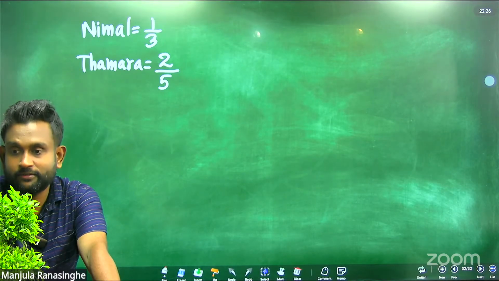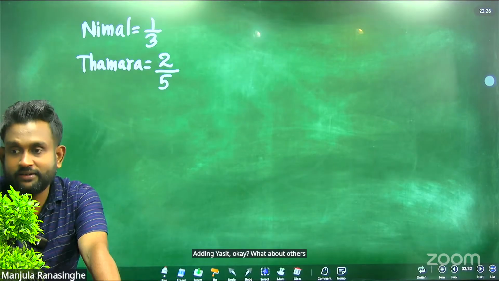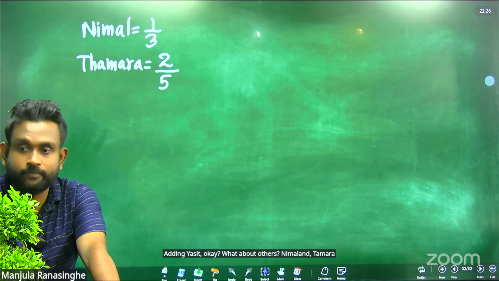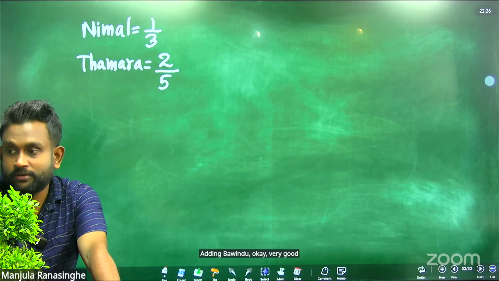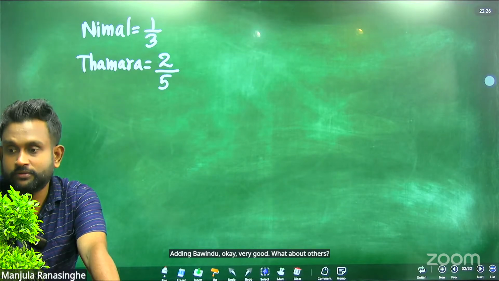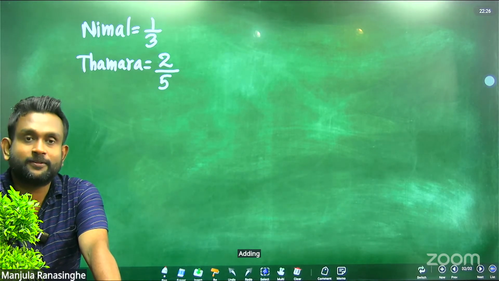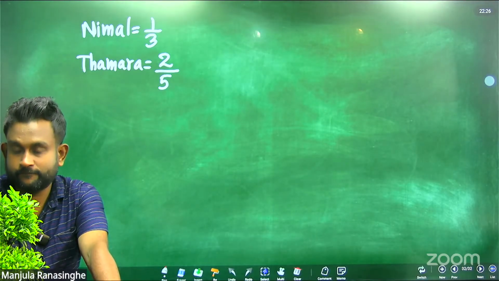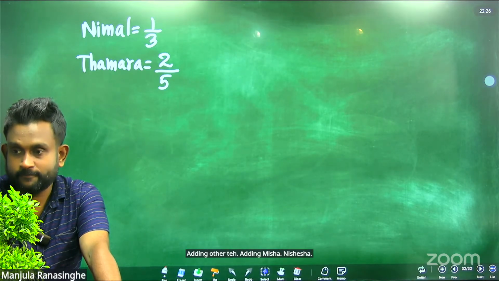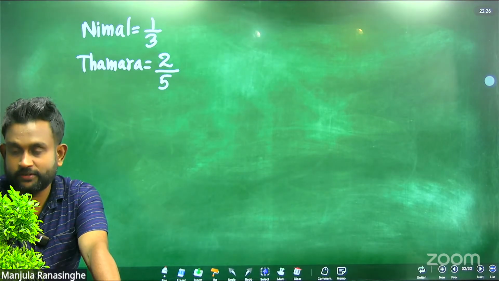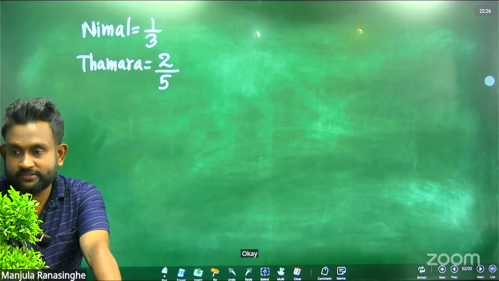Adding, yes, okay. What about others? Nimal and Thamara both pass in the exam. Adding, Bovindu, okay, very good. What about others? Adding, Toshika. Adding, Odati. Adding, Nishisha. Okay, most are saying adding.